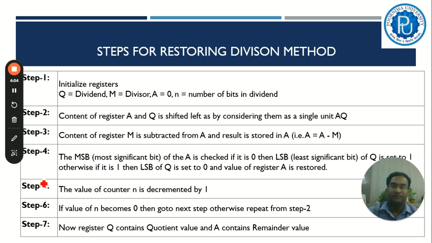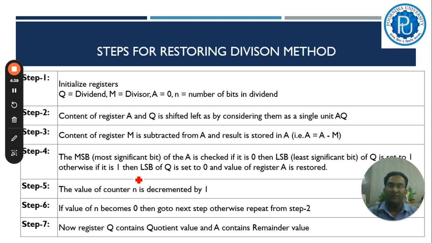Then step four: the MSB of A is checked after the subtraction. If it is 0, the least significant bit of Q is set to 1. Otherwise, if the MSB of A after subtraction is 1, then the least significant bit of Q is set to 0 and the value of register A is restored. This is step number 4, which is very crucial.